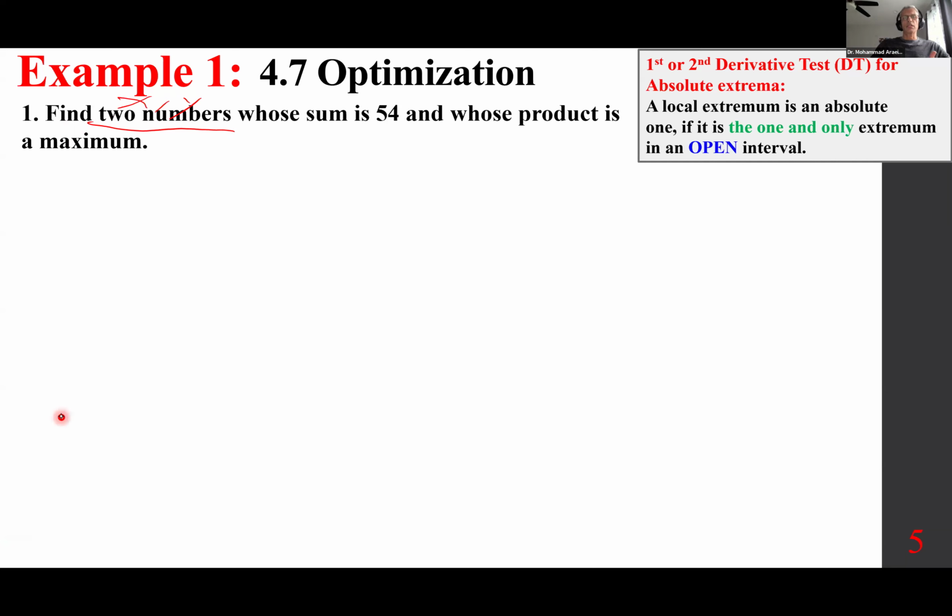Then the objective is to minimize their product, which is x times y, and it is subject to the constraint that the sum, x and y, must add up to 54. So that's it, and you finish the job. I will go over some similar questions as far as different steps, but that's the idea.